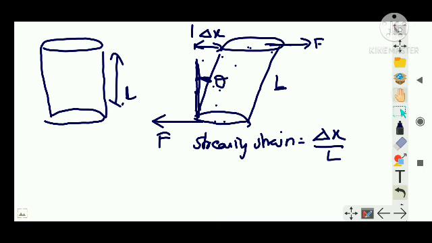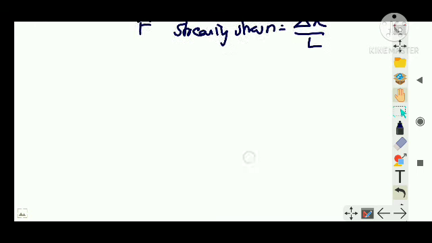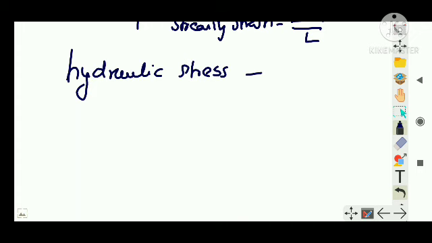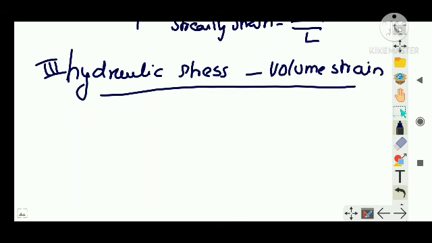Right. Now, the next section you have to talk about is hydraulic stress. The last type of stress and strain you have to talk about is hydraulic stress, and its corresponding strain is called volume strain. Hydraulic stress and volume strain, that is the third type of stress strain section which you have to learn. This is very easy if you understand with the example. Let's say, suppose you are having a surface like this, a solid sphere, right?